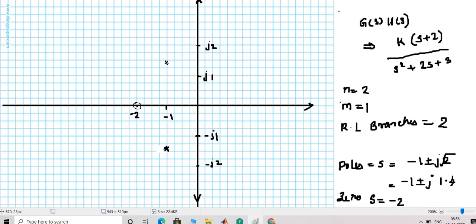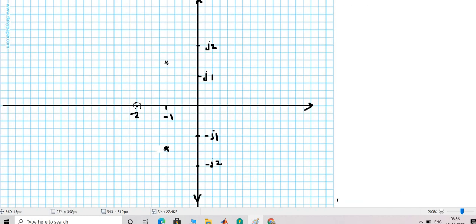For that, we can take any arbitrary points and check the total number of poles and zeros to the right of that arbitrary point. So the first test point is minus 1. From minus 1, check to the right hand side of minus 1. If we check the right hand side of minus 1, you can see that there are no real poles and zeros to the right of the point minus 1. That means this point minus 1 is not included in the root locus.